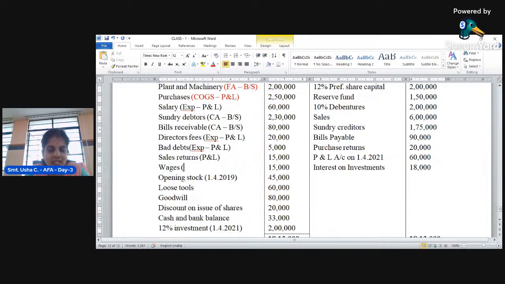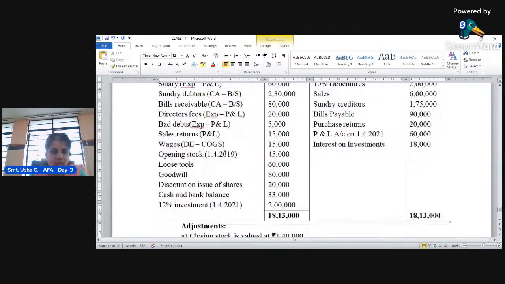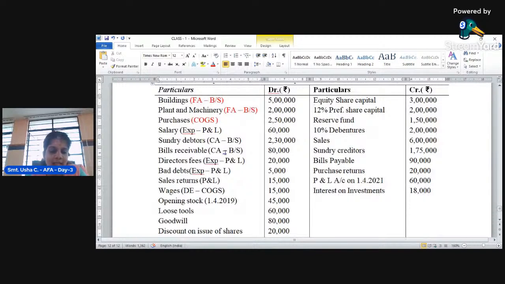Are you all understanding? Next, wages. Wages, being a direct expense, will be taken under cost of goods sold. So for the calculation of cost of goods sold, it will be taken into consideration, and even this purchase is also cost of goods sold, because we are going to calculate cost of goods sold separately. The final item of cost of goods sold will be taken into profit and loss account.